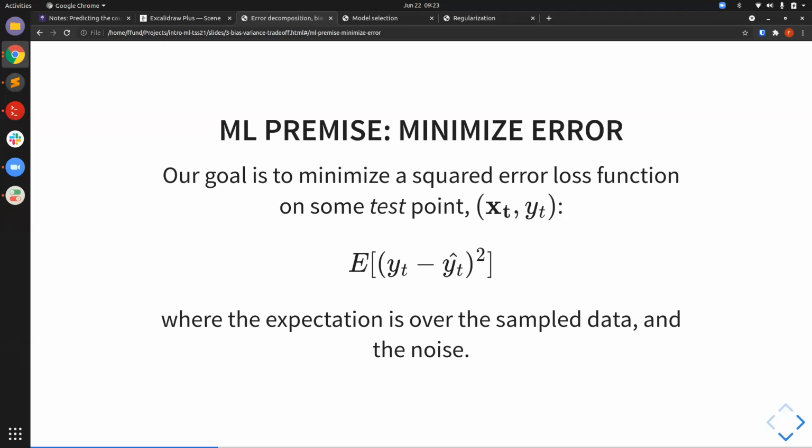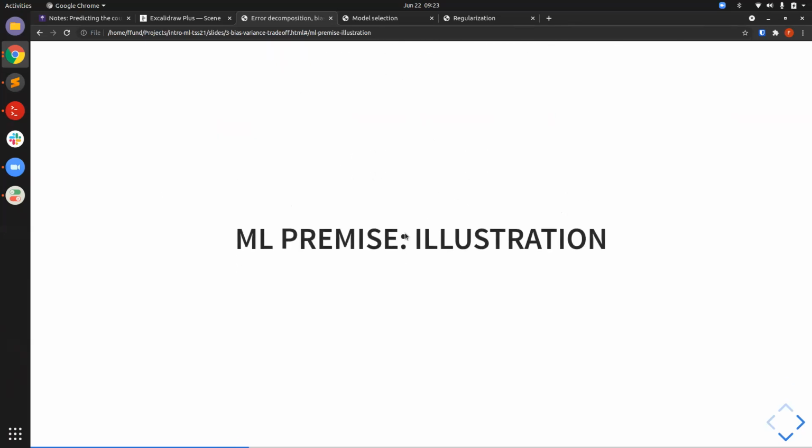We're going to define a test point, xt, yt. And our goal is to minimize this quantity, where this expectation is over all the possible test points, and the noise, of course. So we want to minimize a squared error loss function. Okay, let's try and visualize that.